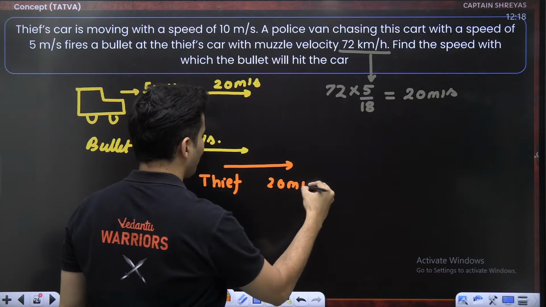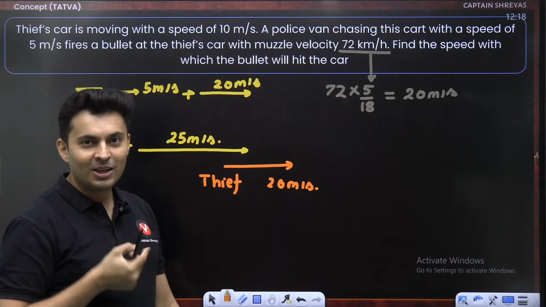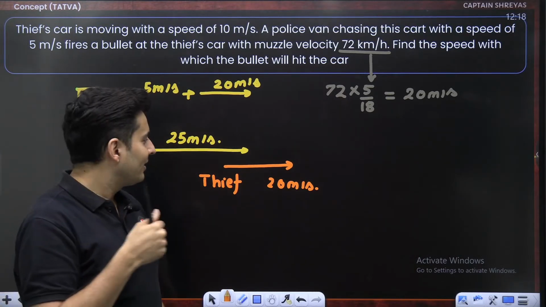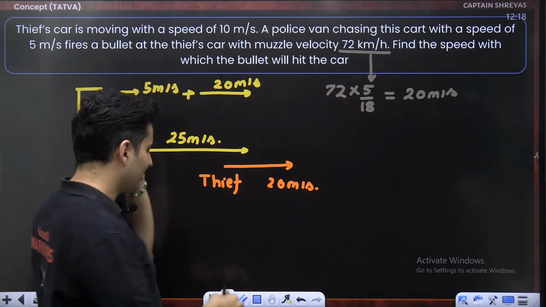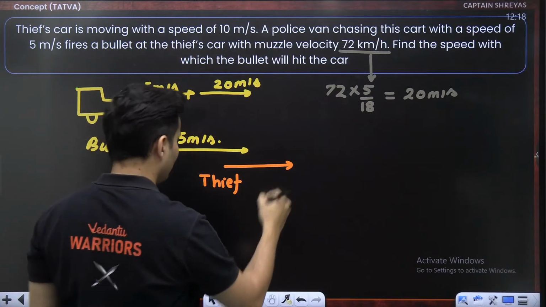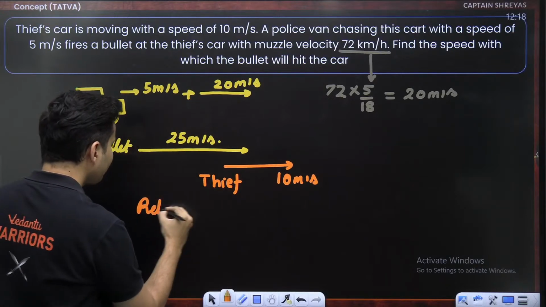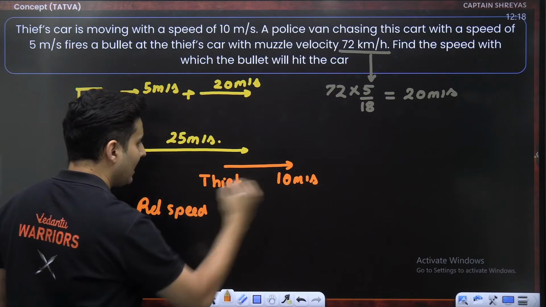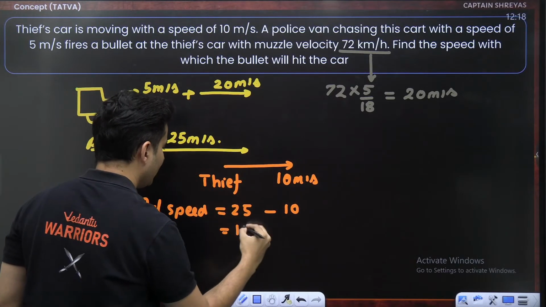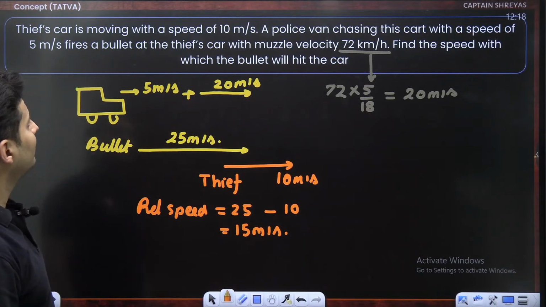20 meters per second. Now, obviously, this speed will be more than the thief's, or else how will the bullet hit the thief? Imagine the police fires that bullet, and the bullet speed is still lower than the thief's speed. That will be bad. What is the thief's speed? How much was it? 10. Oh, it's very less. Okay, fine. 10 meters per second. So what is the relative speed? Same direction, that means subtract. So it will be 25 minus 10, which is basically 15 meters per second. Perfect.